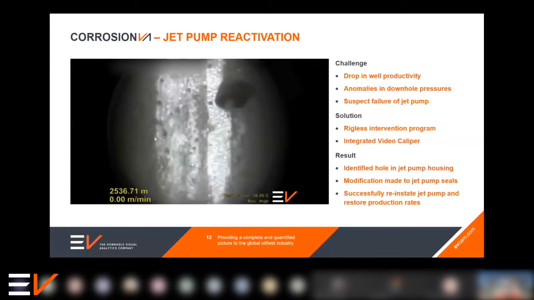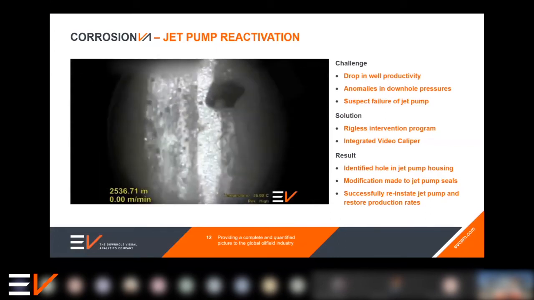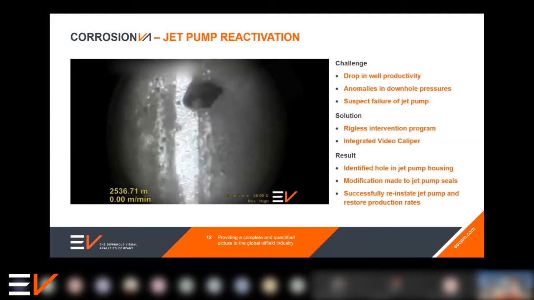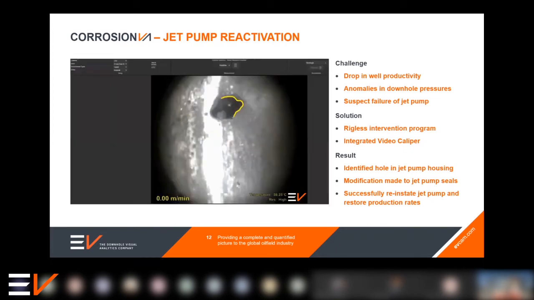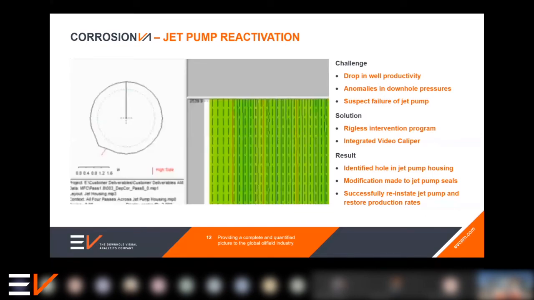And what we found when we looked at the video was a pinhole that had developed in the housing of the jet pump. And you can see the image here very clearly. We were then able to dimension that at the well site in real time. We took measurements of it and found that it was approximately 0.6 of an inch or 15 millimeters in diameter. You can also see the cross-sectional area there as well.